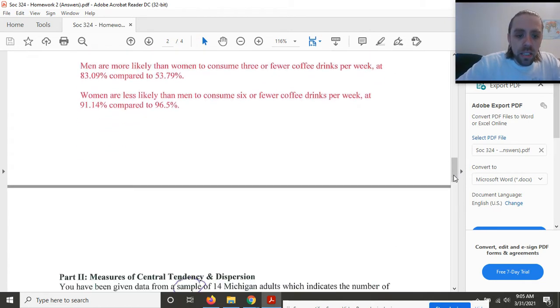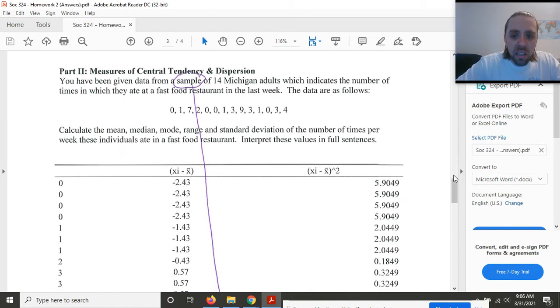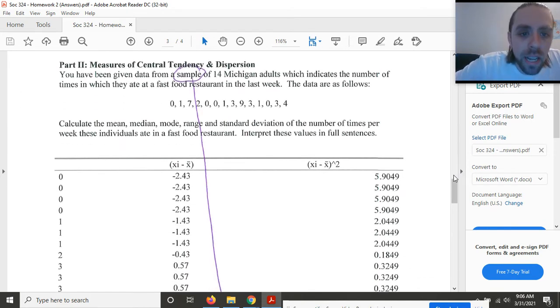Okay. Getting to what was, I think, a little more challenging, central tendency and dispersion. You have been given data from a sample. I circled that because that's going to become important in just a bit of time. Of 14 Michigan adults, which indicates the number of times in which they ate at a fast food restaurant in the last week. Data are as follows, and then you're given a non-ordered data set, which I hope you put in order to get some of the later stuff.